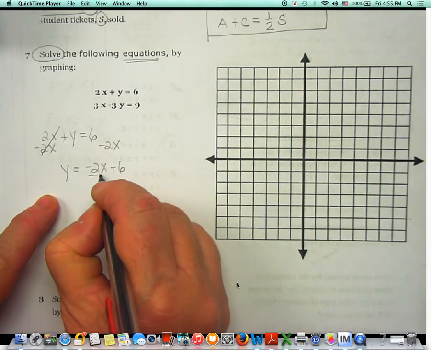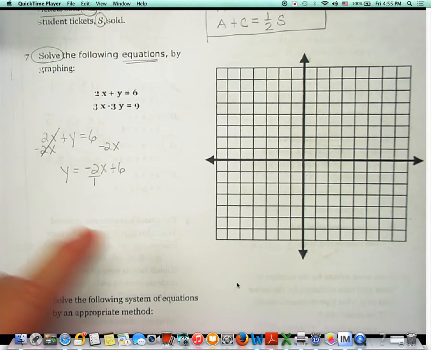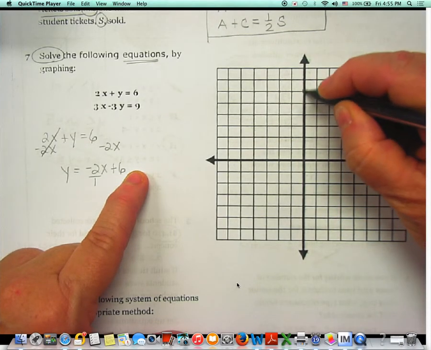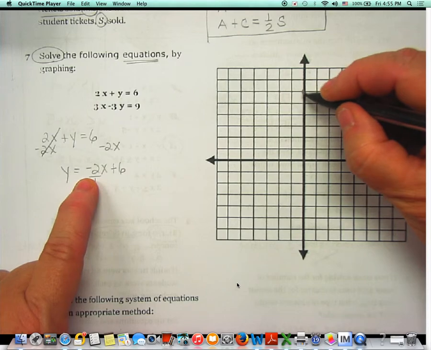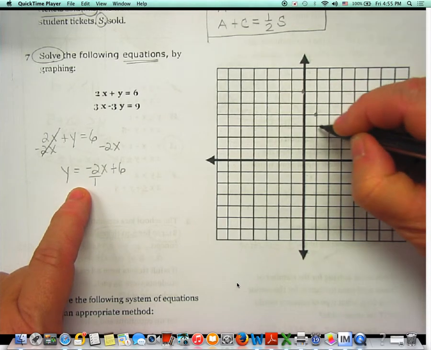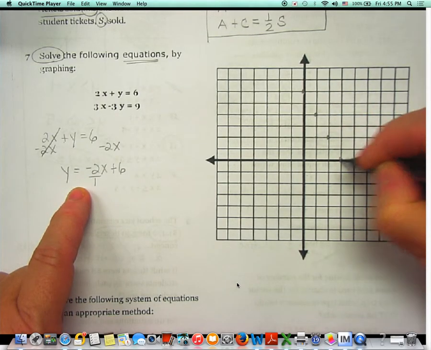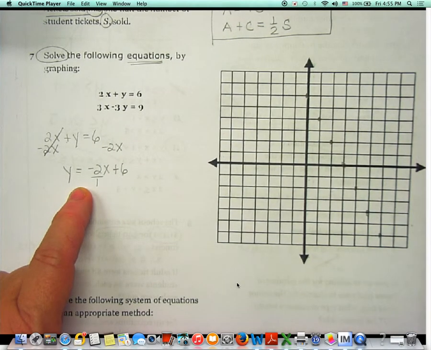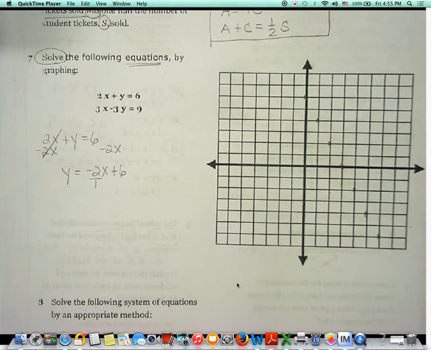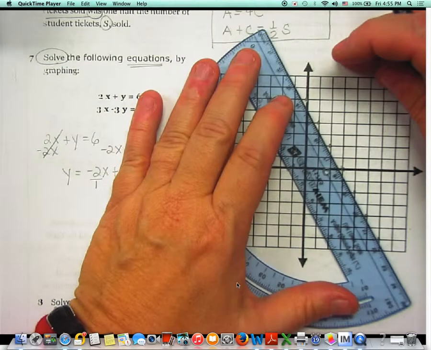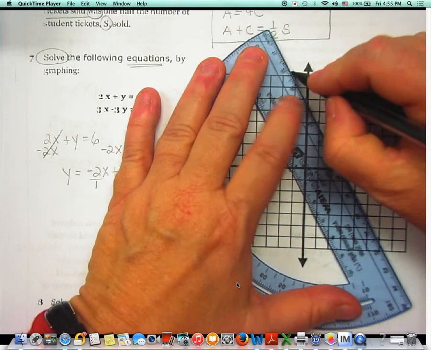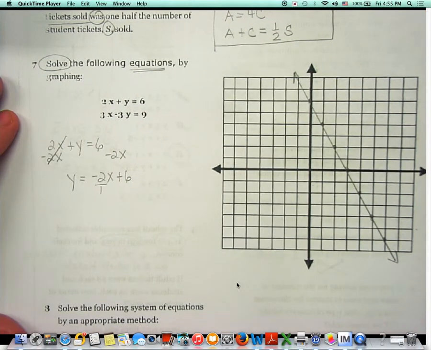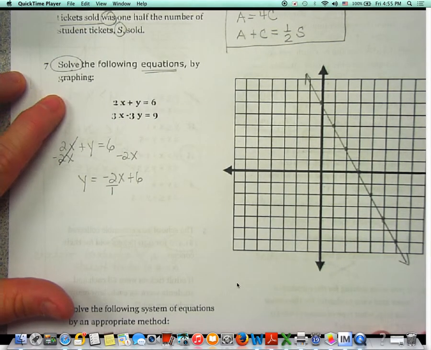For the slope, I'm going to put a 1 underneath. And then I'm going to start with the y-intercept, the 6. 1, 2, 3, 4, 5, 6. Then I'm going to go down 2, right 1. Down 2, right 1. Right, and now this is a line. It's not an inequality, so I don't have to worry about whether it's solid or dotted. I'm just drawing a line here through these points. Right, and then I'm going to draw the other line and see where it intersects.